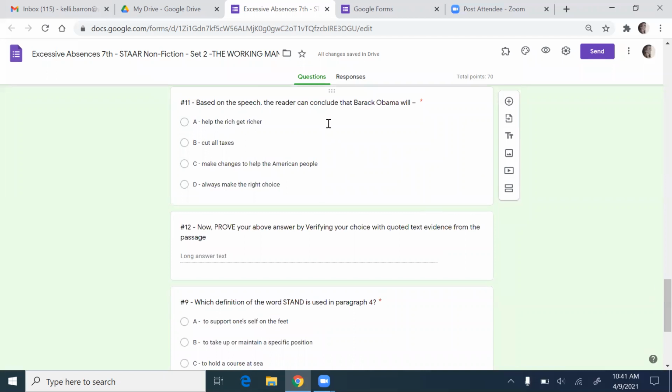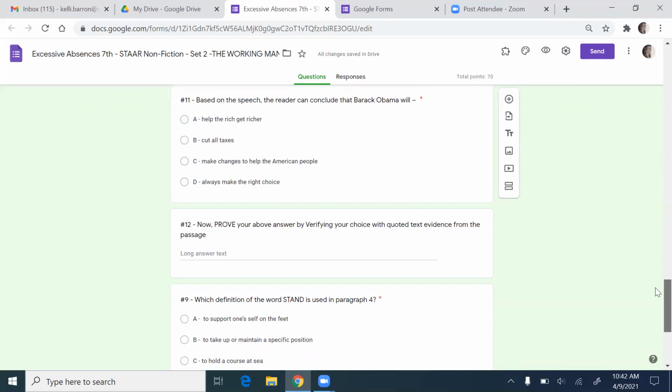Okay. Based on this speech, the reader can conclude that Obama will make changes to help the American people. Here's the trick on this one. It's the only one you can prove from the evidence in the speech. It doesn't say anything about this. It talks about cutting taxes. It doesn't talk about cutting all taxes. It doesn't have any proof for always make the right choice. So the only thing that we can find proof for is make changes to help the American people.